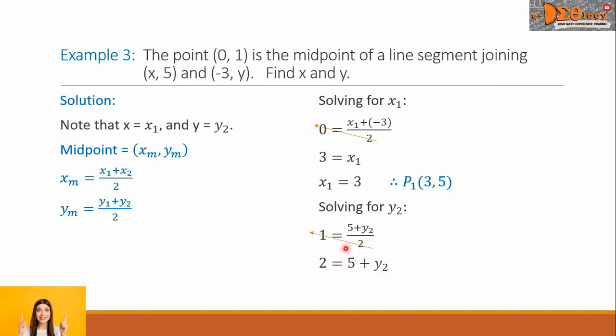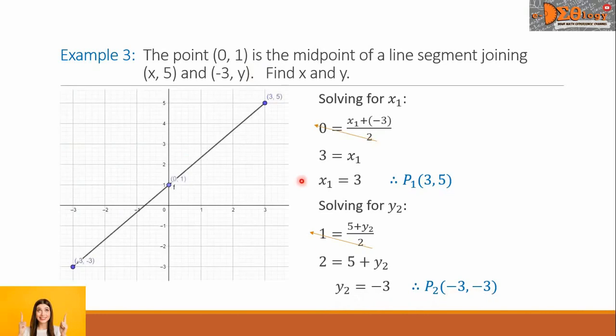Let us transpose this positive 5 on the left side. The sign must be changed. So we have 2 minus 5 equals y sub 2. This 2 minus 5 gives negative 3. And we can now write this equation as y sub 2 equals negative 3. Therefore, the P sub 2 is now negative 3, negative 3.